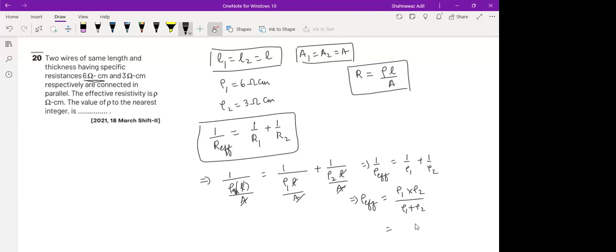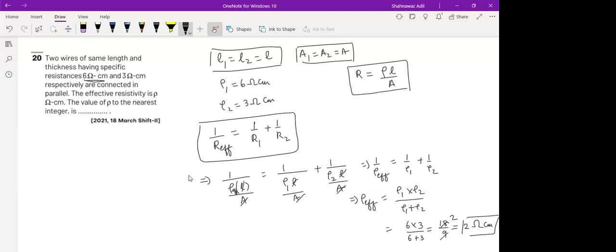So how much is this thing? 6 into 3 divided by 6 plus 3. So 18 by 9, so that is 2. So 2 ohm centimeter. This would be the answer.